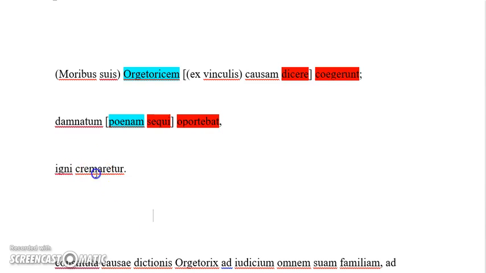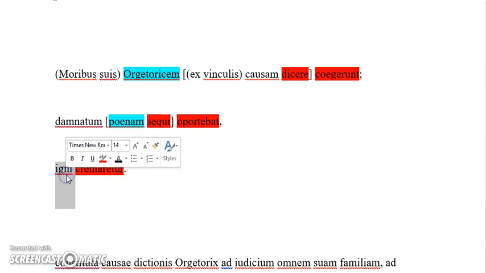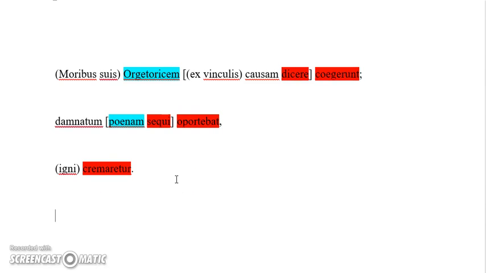And here's what the punishment was. Cremaretur igni. So this is to be cremated by fire. And I seem to have lost an oot right here. Okay, there we go. To be cremated by fire.